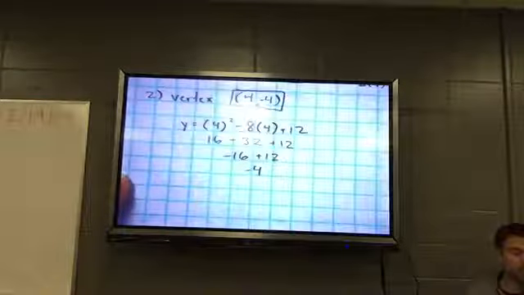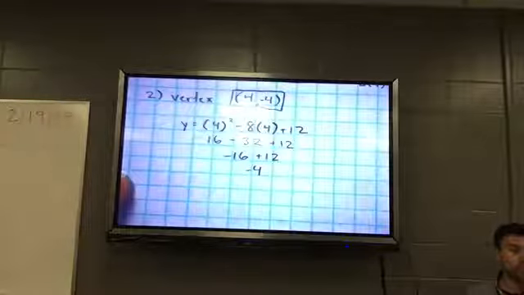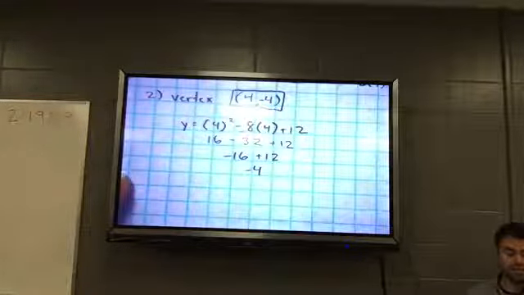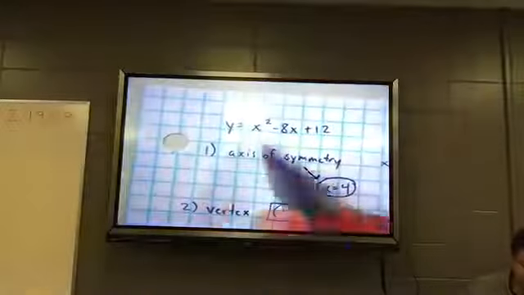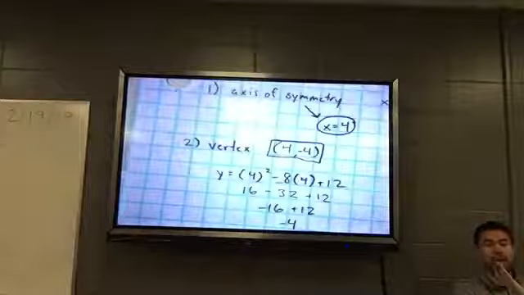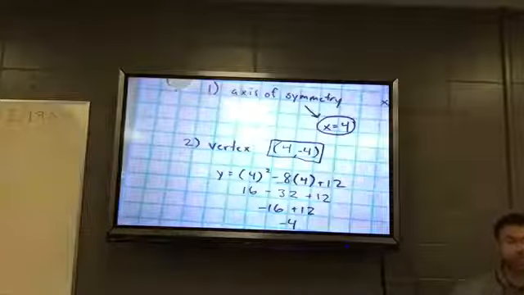Do we know whether it opens upward or downward? No, we don't. What's A? What's A? No, it's positive. It's positive 1, right? So it opens upward. Positive is upward. All right, so we have 3 things.